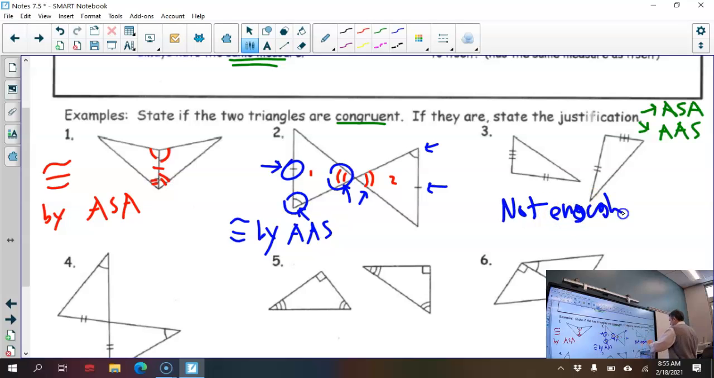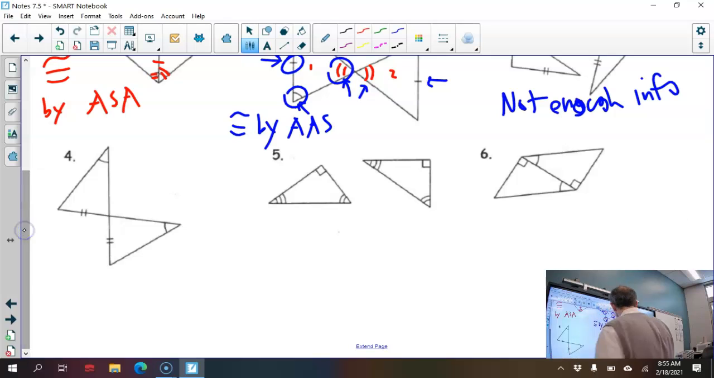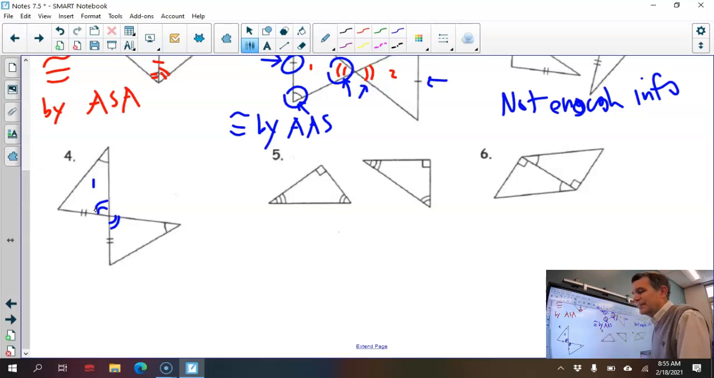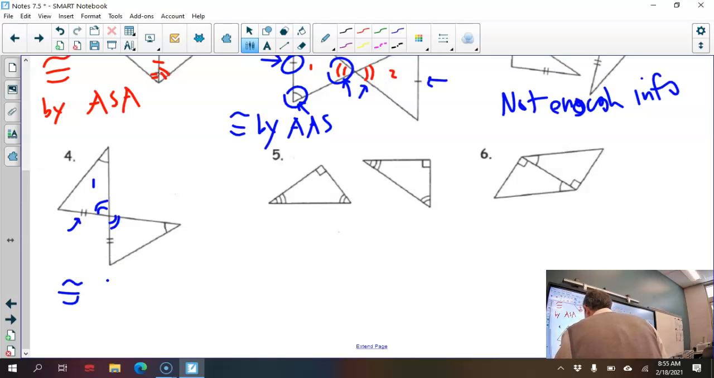Not enough info. All right, I'm going to go a little faster here. This one does have a pair of vertical angles. So can you tell? Look at triangle number 1. I need to put a second mark there because I already have one mark. Do I have two angles and a side that correspond to two angles and a side? I do. Is the side between the angles or not between the angles? Well, it is not between the angles. So these are congruent, and it's by angle, angle, side.